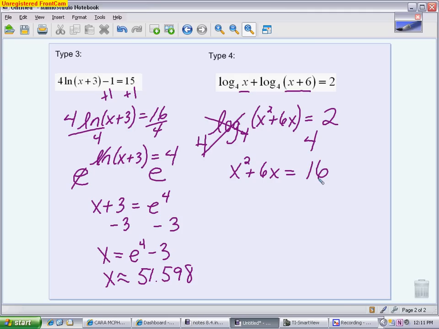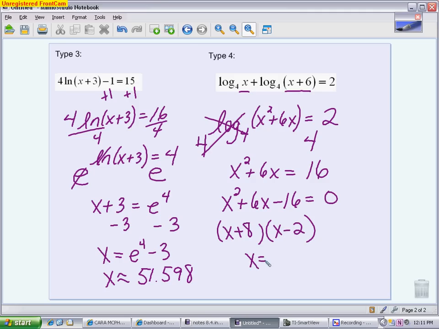You're left with a quadratic, so you need to get it in standard form. So I'm going to subtract 16 to get it equal to 0. I want to factor it. It does factor to x plus 8, x minus 2, which gives me answers of negative 8 and 2.